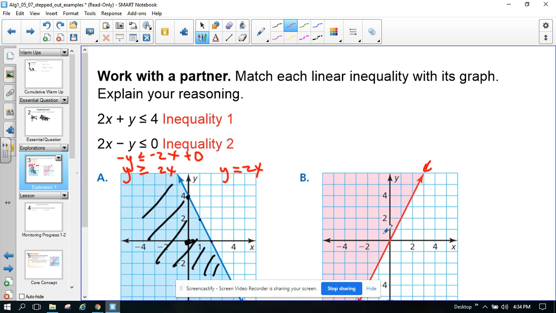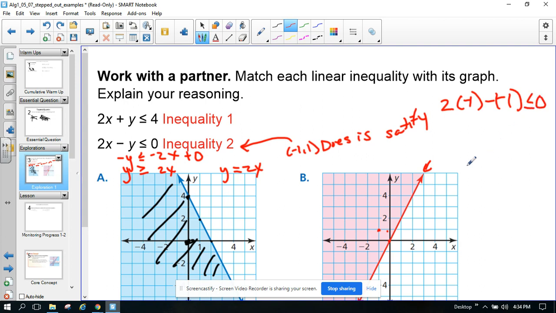And then I can't pick the point 0, 0 because I know that's on it, but I can pick this point, which is still pretty easy to do, which is negative 1, 1. So I can pick the point negative 1, 1 and say, does it belong, does it satisfy, or is it part of the solution set? So I'm going to plug in to negative 1 minus a minus 1 less than or equal to 0.